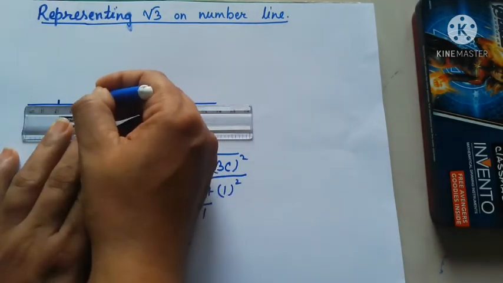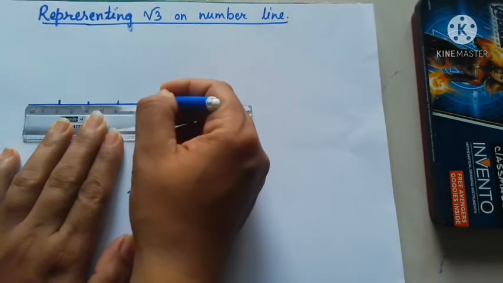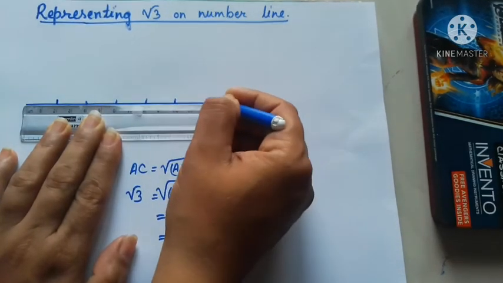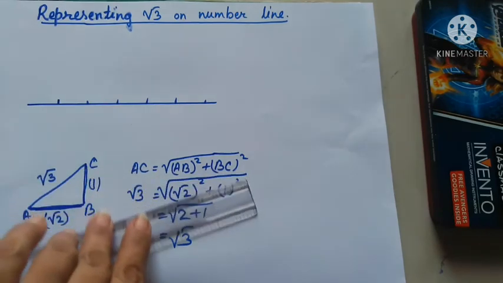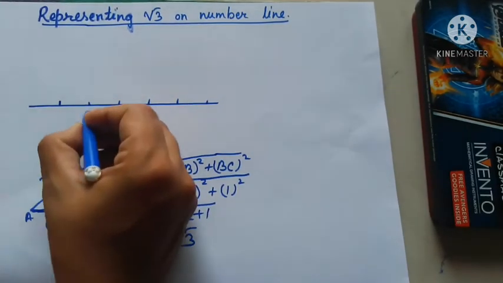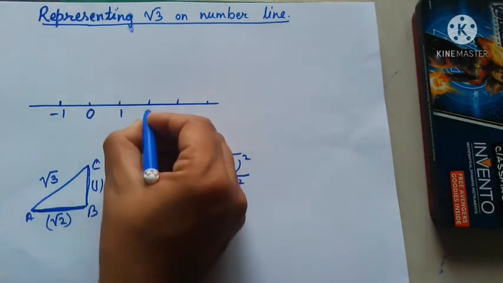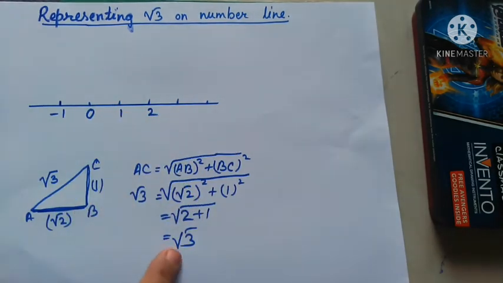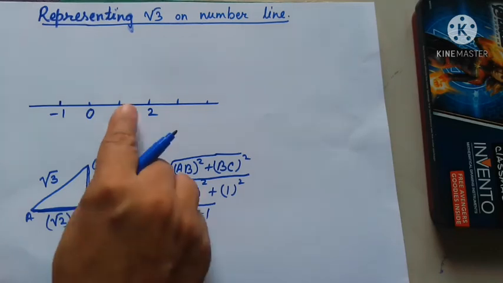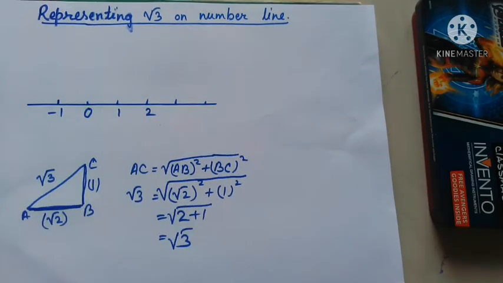I am taking 2 centimeters as 1 unit. I am changing the scale. Okay, so over here it's 0. This is -1 and this is 1, 2. So you know that root 3 is 1.7 approximately. It will come somewhere between 1 and 2. Okay, so what you need to do is, first you need root 2.